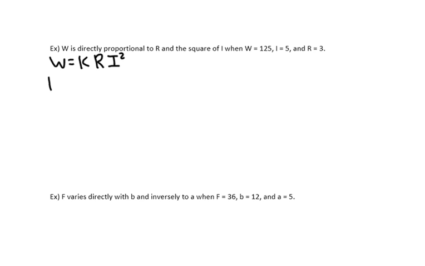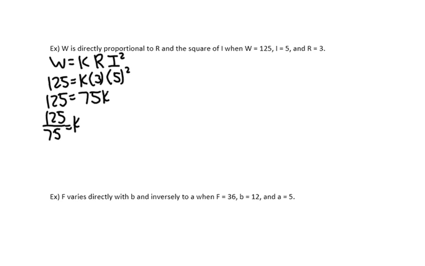You know W is 125. We know R is 3. And we know I is 5. All right, so simplify the right-hand side. 5 squared is 25 times 3 is 75, so it's 75 times K. Divide both sides by 75. And then I can divide out 25 from the top and the bottom. And that's 5/3. So again, go back and plug that in for K.